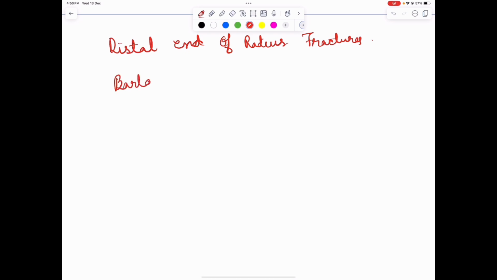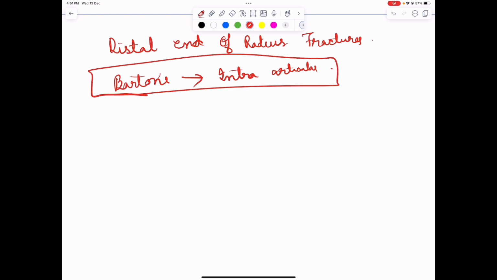Now in Barton's fracture, you should remember that inside a bar there was a lot of drinking, so that is intra-articular. This can be better phrased this way: if you have to drink a ton of alcohol, then you have to go inside the bar.